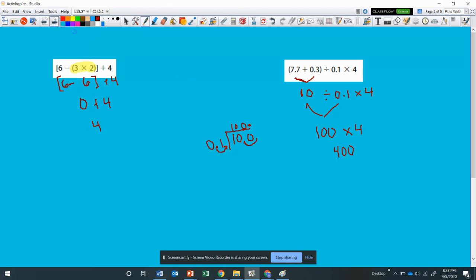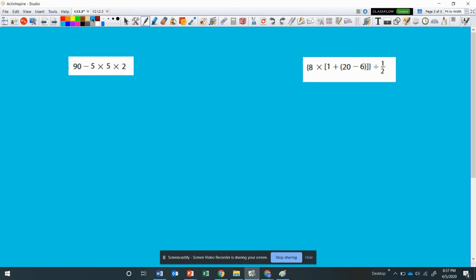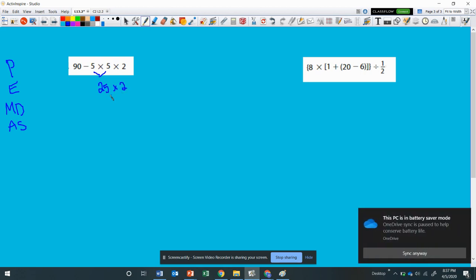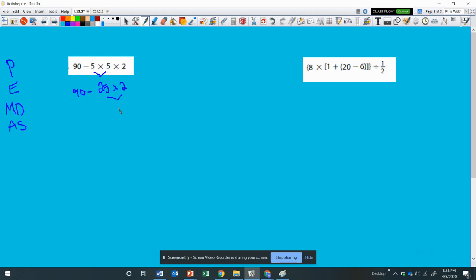Okay, let's try two more. In this problem, there's no parentheses, there's no exponents. So now we're looking for multiplication and division, and we've got it right here. We have to do the first set of multiplication first. That's 25 times 2. And 25 times 2 is 50. Notice we're not going to do that 90 until this last step, and we get 40 for our answer.